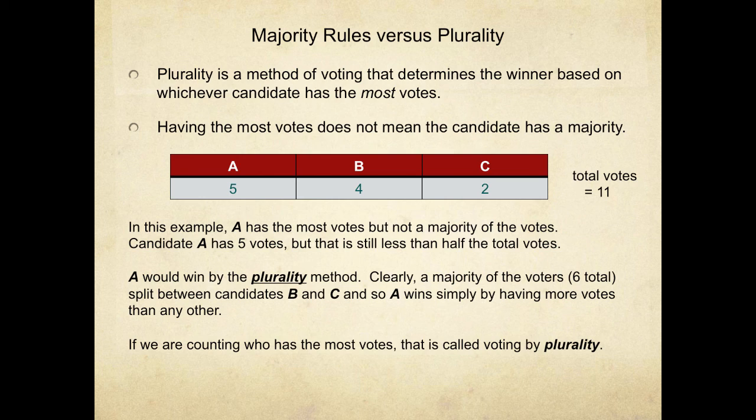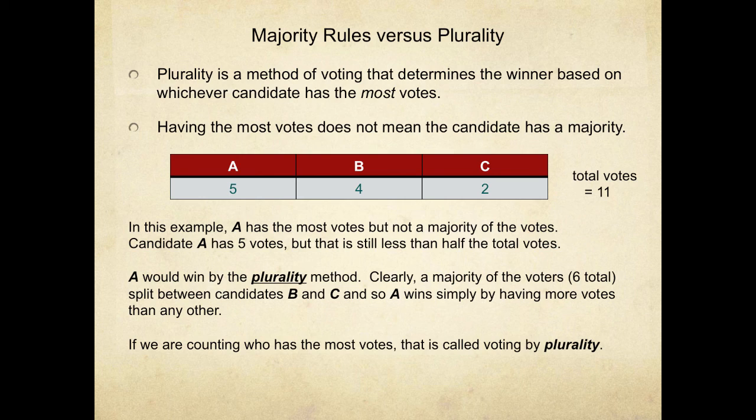Candidate A has 5 votes, but that's still less than half of the total votes. A would win by the plurality method. Clearly a majority of the voters, which would be 6, have split between candidates B and C. So a majority is actually choosing someone else besides A, right? A wins by plurality by having more votes than any other, but it was the majority, the 6, that actually split between candidates B and C. So if we're counting who has the most votes, then we are really counting by plurality. We're looking for the plurality winner. The candidate with the most votes is the candidate that wins by plurality.